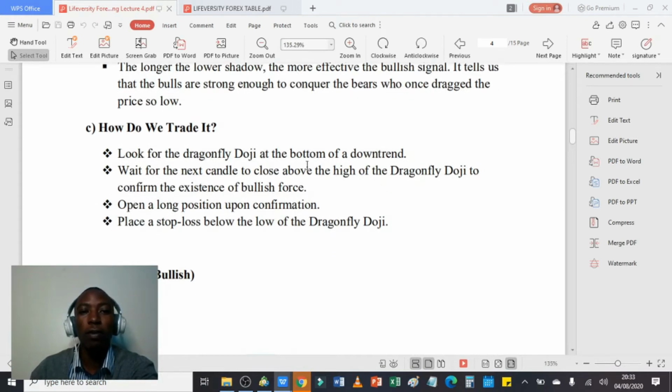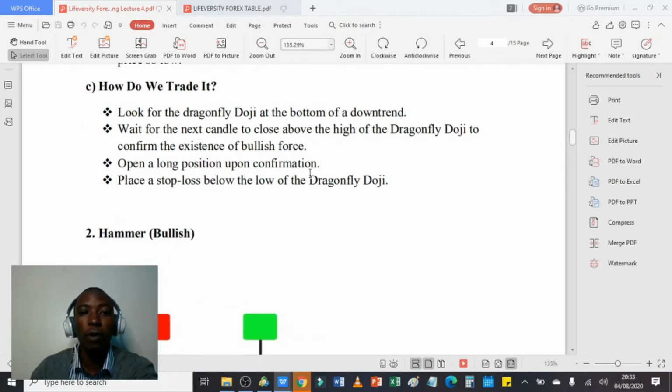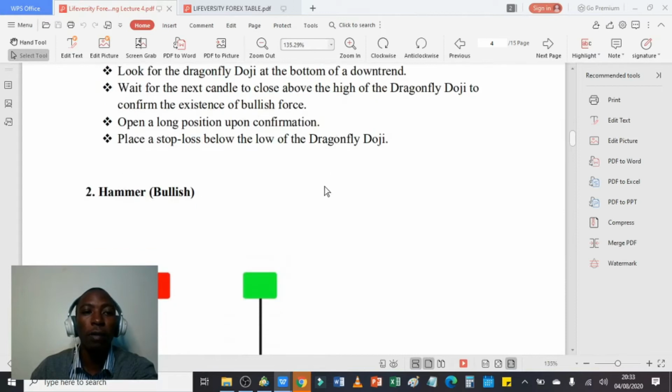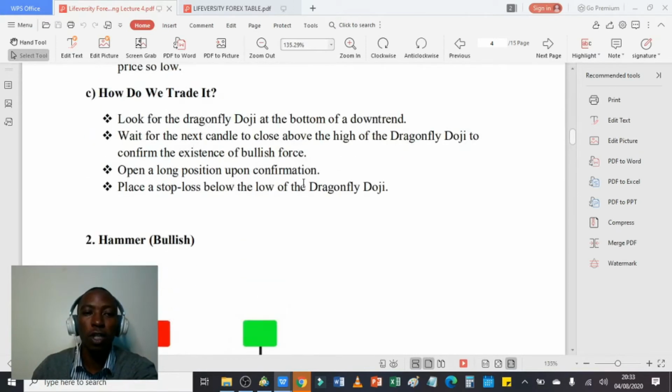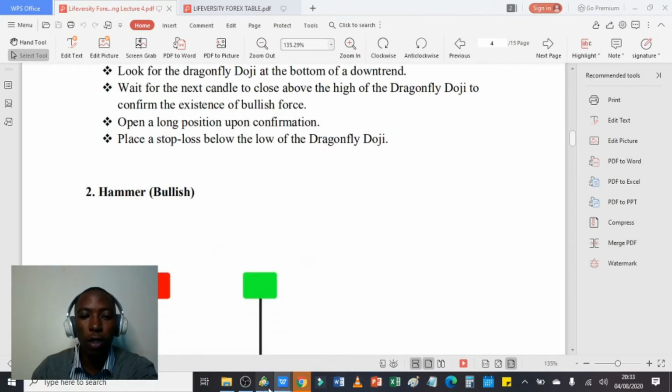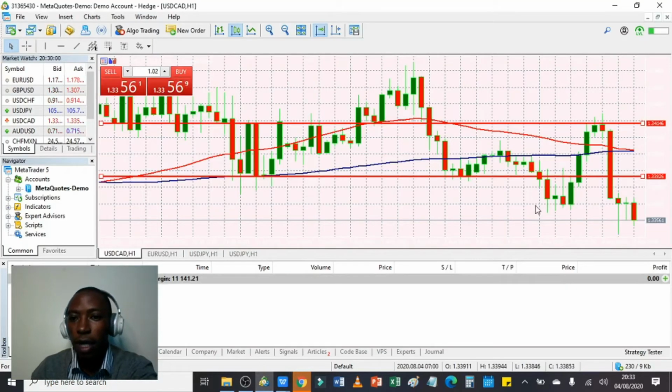Look for the dragonfly doji at the bottom of a downtrend. Wait for the next candle to close above the high of the dragonfly doji to confirm the existence of a bullish force. Open a long position. Upon confirmation, place a stop loss below the low of the dragonfly doji. That is basically how we trade the dragonfly doji, and it can be found at the bottom of a downtrend.